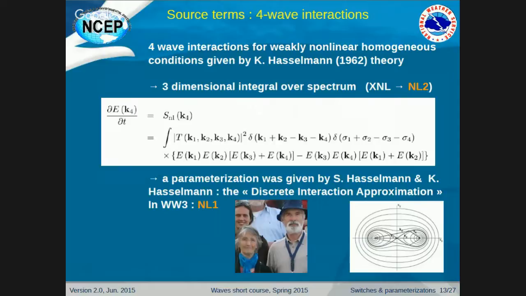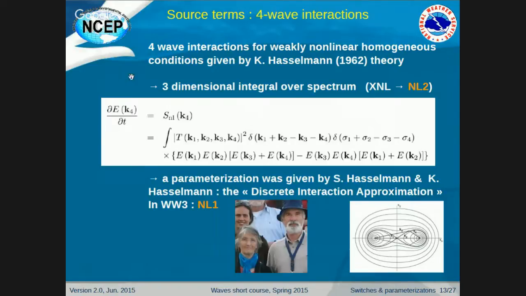Okay, now the nonlinear interactions. We have some very nice theory, which of course is based on this assumption of weakly nonlinear waves in homogeneous conditions, looking at the large time limit of the evolution of the spectrum. And that gives you a rate of change of the spectrum at one wave number, call it K4. You will have this crazy integral over all the other spectral components, which gives you how the spectrum changes.